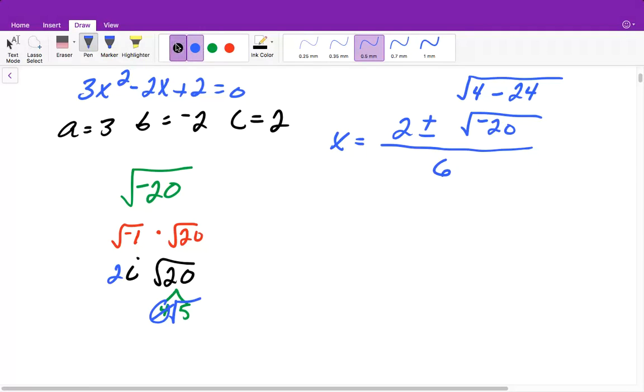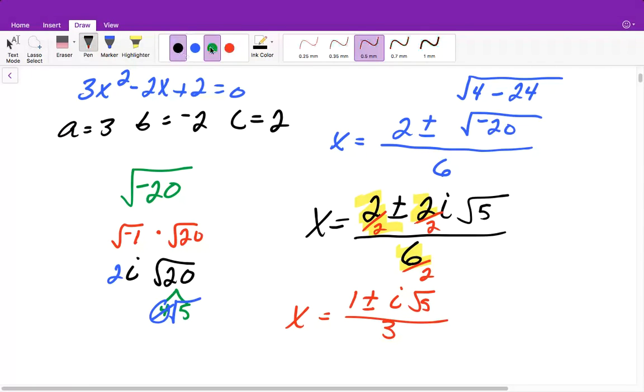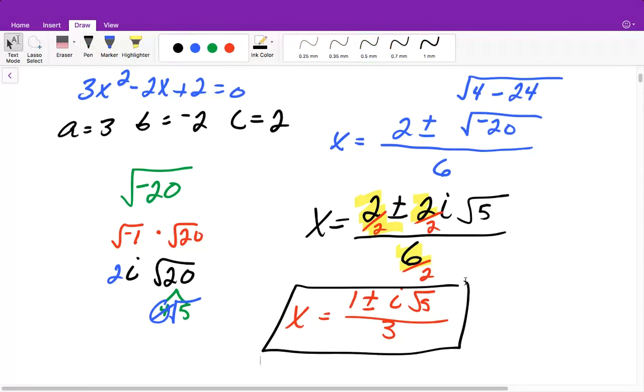So now I can simplify this even more: x is equal to 2 plus or minus 2i times the square root of 5 all over 6. All of these numbers, 2, 2, and 6, are all divisible by 2. So I will go ahead and divide each of these by 2. And then I get x is equal to 1 plus or minus i times the square root of 5 over 3. And that would be your final answer.